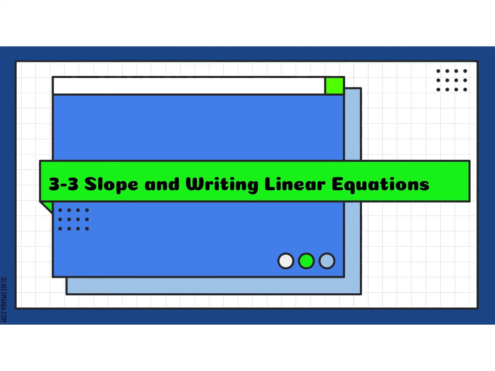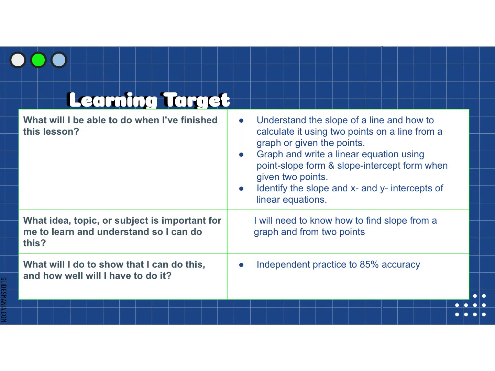This is a video on slope and writing linear equations, lesson 3-3. In this lesson, you will understand the slope of a line and how to calculate it using 2 points on a line, either from our graph or from given points. You'll be able to write a linear equation using point-slope form and slope-intercept form when given 2 points, and you can identify the slope and x and y intercepts of linear equations.